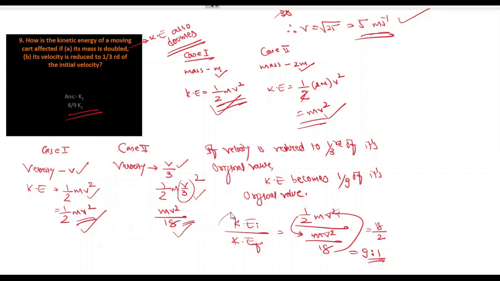If you find the ratio of the initial kinetic energy and final kinetic energy, you get half mv square upon mv square by 18. Now here 2 will come down, 18 will go up, so you will get 18 by 2, or 9 is to 1. Here whatever the answer they have got, they have written one kinetic energy in terms of the other, but you can also compare two kinetic energies by stating their ratios. So the initial kinetic energy is 9 times the final kinetic energy. That could also be the correct answer.